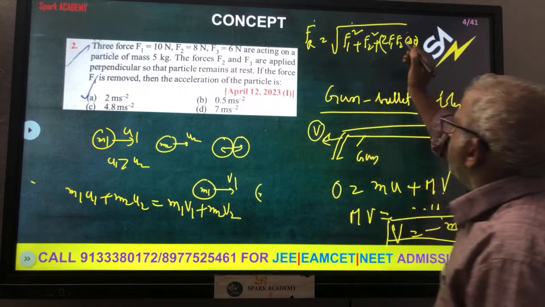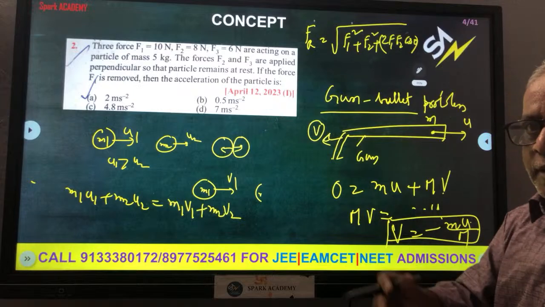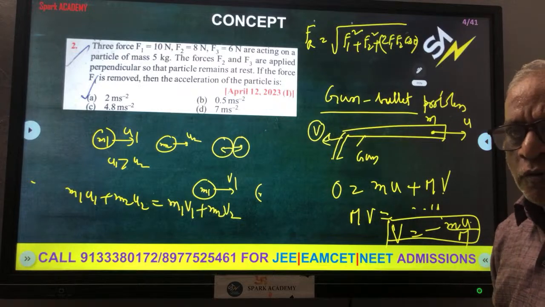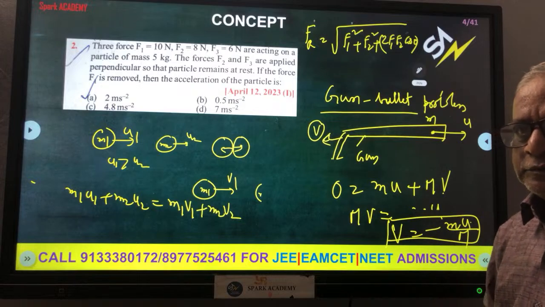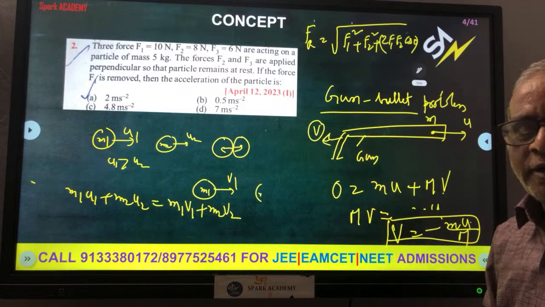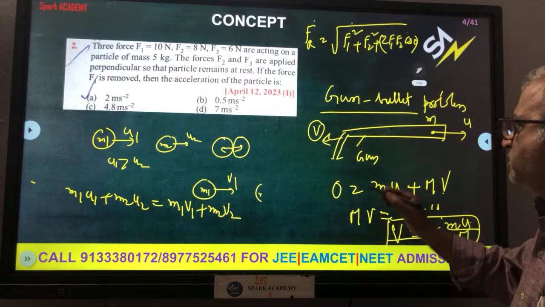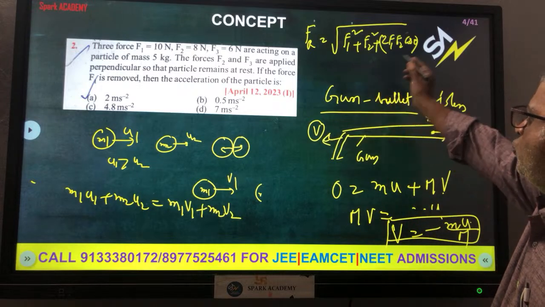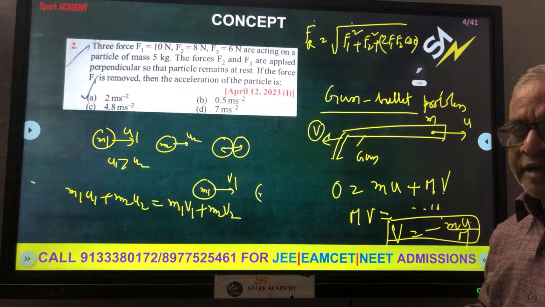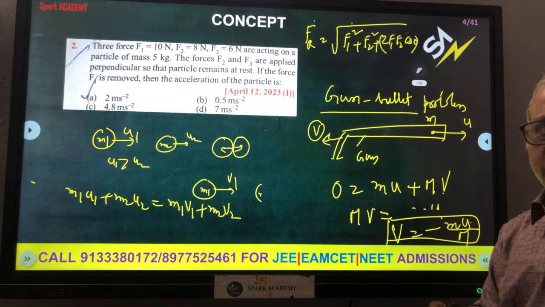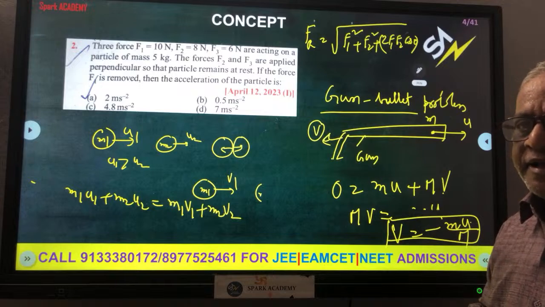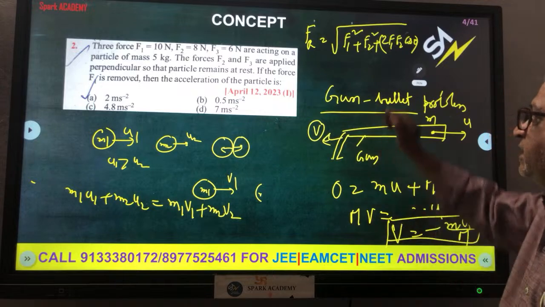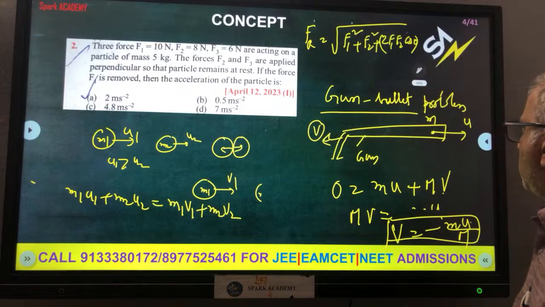Two forces acting at an angle theta. I am applying two forces on a body, how will it move? Perpendicular forces will be there, two forces acting at 90 degrees, so the body will move in a different direction. That we will learn in two-dimensional motion. One force along the x-axis, another force along the y-axis, the body will move in a different direction, making an angle with the x-axis or y-axis. Okay, these are the formulas we learned.